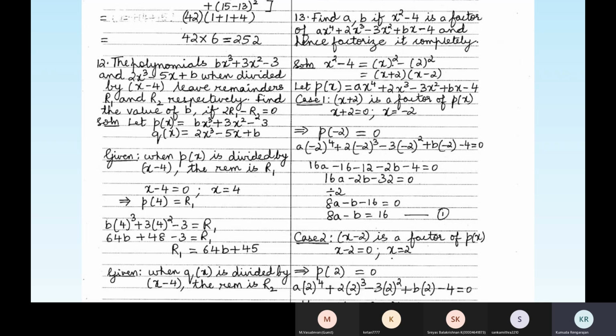Correct. That's what you should do. We already have a quadratic factor, x square minus 4. So divide p of x by x square minus 4. That will give you a quadratic quotient. Factorize the quadratic quotient to find the remaining two factors. Correct.